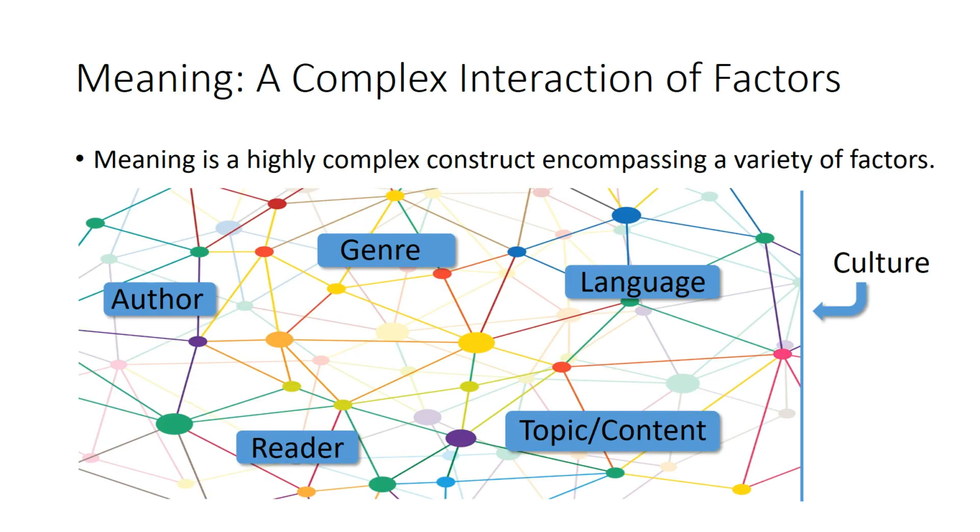What I want to convey with this slide here is just a visual of this idea that meaning is a highly complex construct that encompasses a variety of factors. Of course, you have the author, you have the text, you have the reader, but also you have genre and all the conventions of genre. You have language itself, right? You have the topic, the content, and all of this is functioning against a broader contextual web of the cultural norms of a language community or society. So these are just a few of the variables that we have to keep in mind when we're trying to interpret a text's meaning and analyze it.